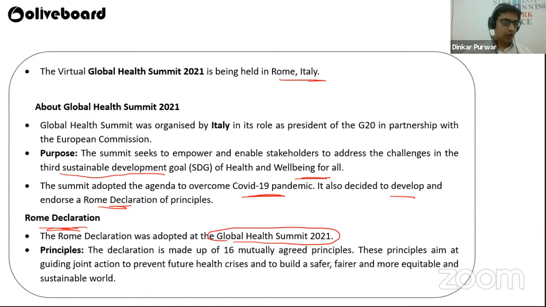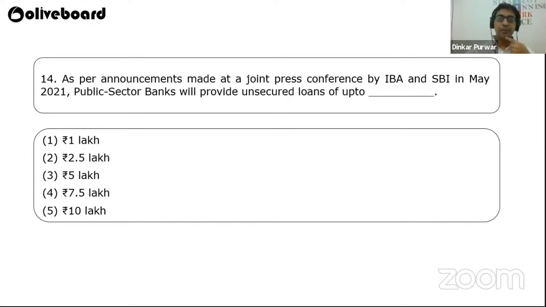Now we are moving to the next question. That is question number 14. As per the announcement that has been made at the joint press conference by IBA and SBI in May 2021, public sector banks will provide the unsecured loan of up to rupees how many lakhs? Rupees 1 lakh, 2.5 lakh, 5 lakh, 7.5 lakhs or 10 lakhs. As per the announcement made by the Indian Bank Association and State Bank of India in May 2021, public sector banks will provide unsecured loans of up to how many lakhs?